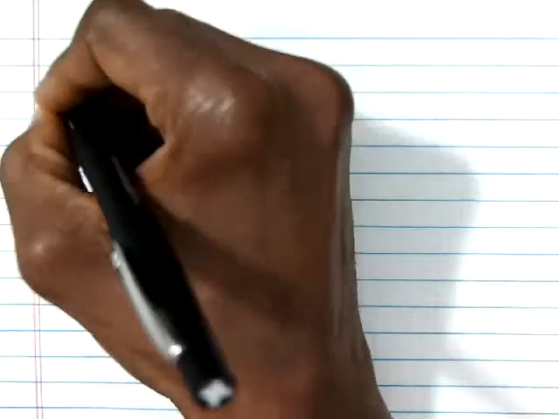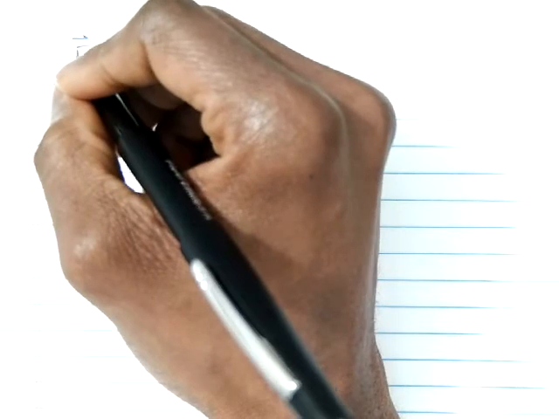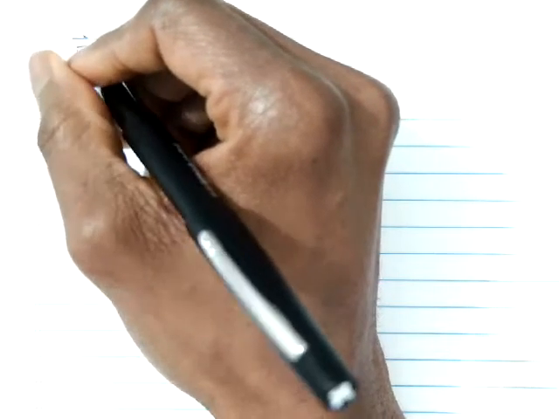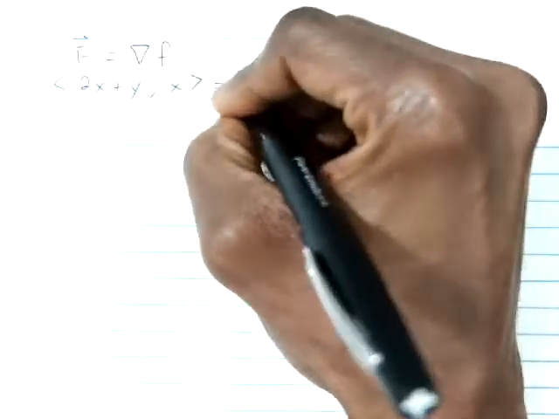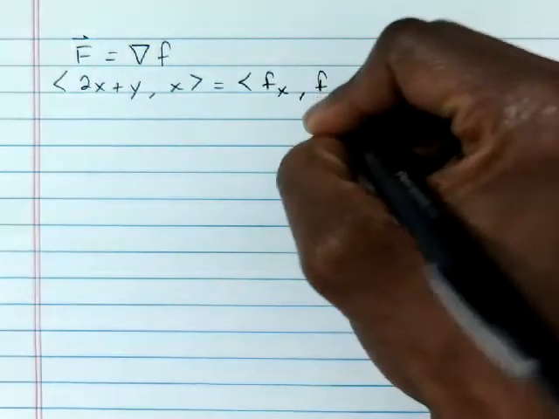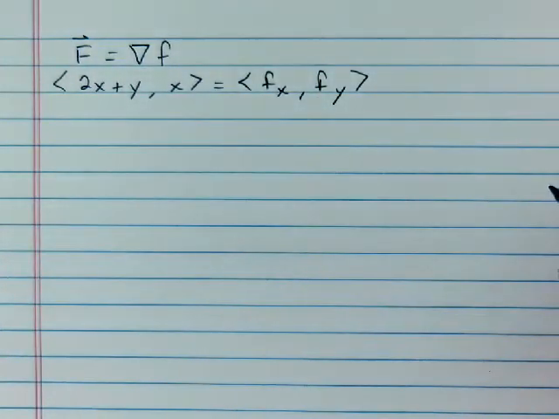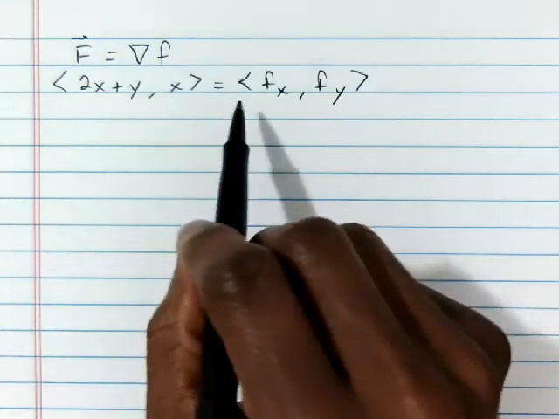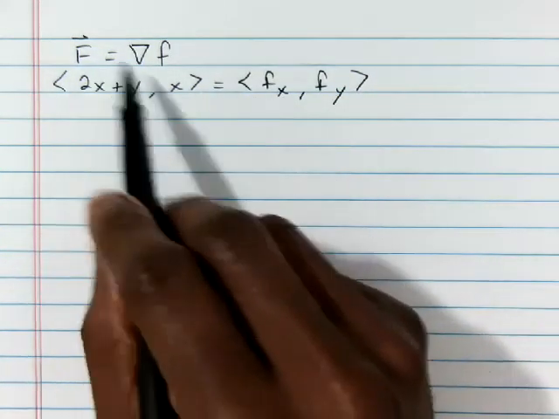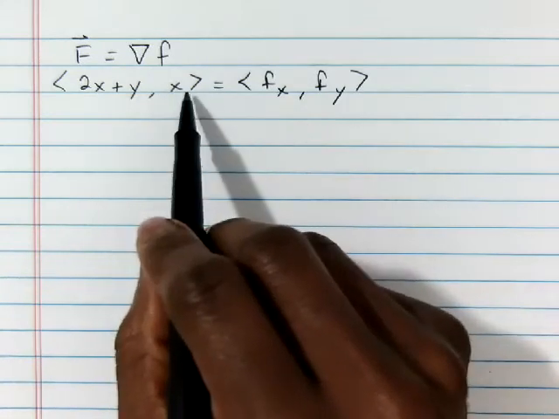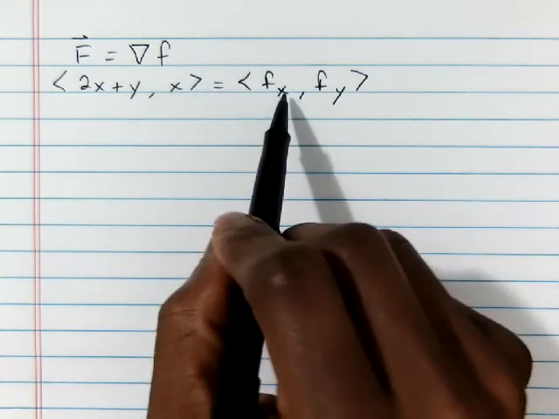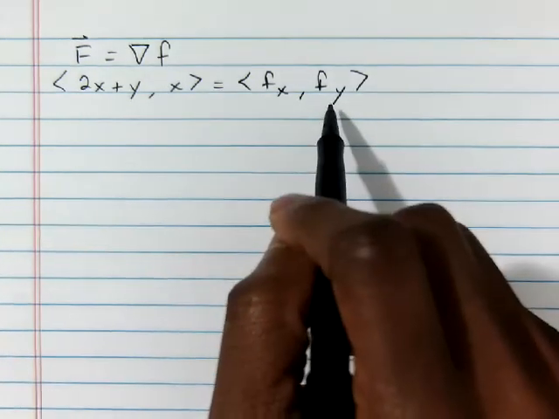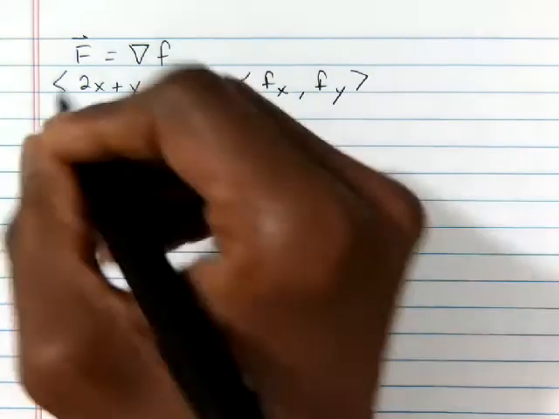So now let's find that potential function. F is equal to the gradient of some scalar function f, and our vector field F was 2x plus y, comma x, equals the partial of f with respect to x, comma the partial of f with respect to y. So now we can pick whichever one of these we want to. F sub x equals this, and f sub y equals this. I can take whichever one I want to and integrate. So I'm going to integrate f sub y with respect to y to get our function f.